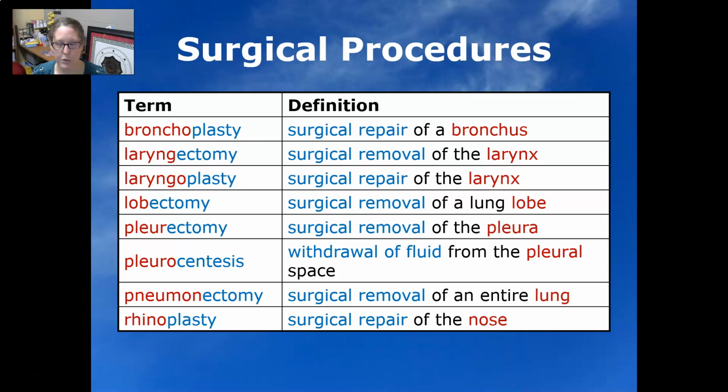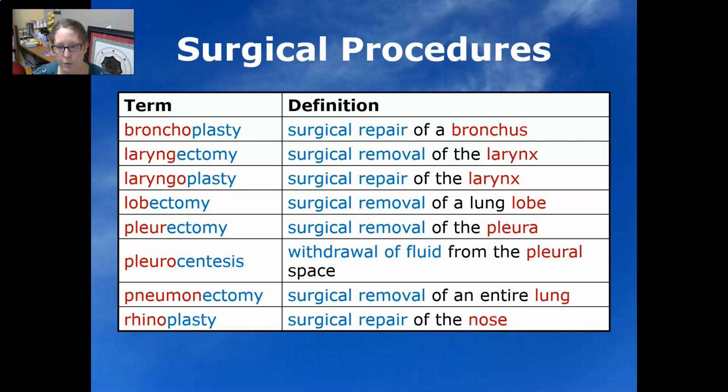So let's look at some surgical procedures. Bronchoplasty is the surgical repair of a bronchus. Laryngectomy is the surgical removal of the larynx. So that would be, for example, if there was cancer. A laryngoplasty is the surgical repair of the larynx. Lobectomy is a surgical removal of a lung lobe. A pleurectomy is the surgical removal of the pleura.